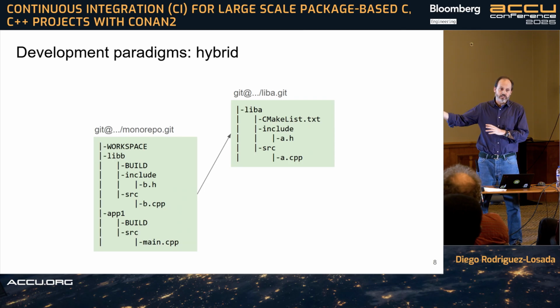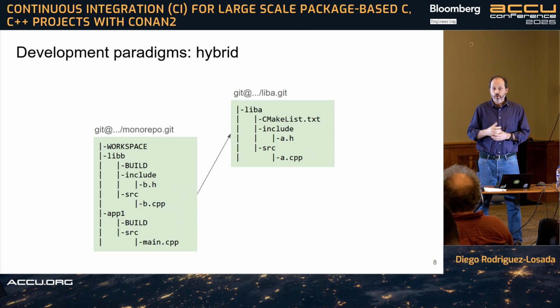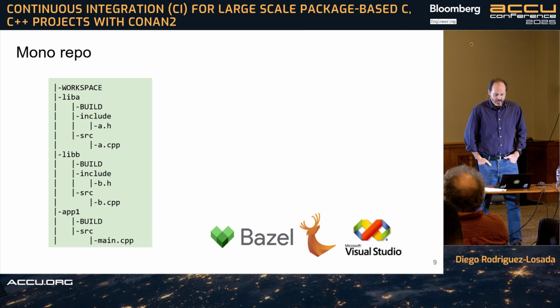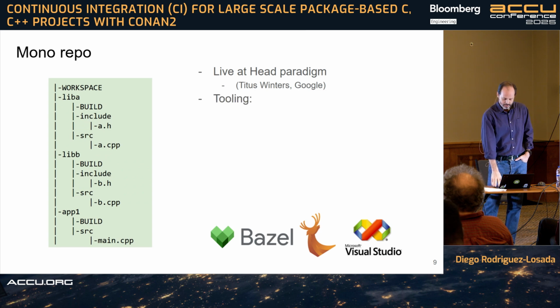There are also some organizations that are using some kind of hybrid approach. This is also typical, like an organization managing their whole product in a mono-repo, and then having the third-party dependencies as external components. For the sake of this talk, this is really not relevant, so I'm going to stick to the mono-repo and multi-repo approaches. In the mono-repo approach, we have this monolithic build that typically implements the leaf-at-head paradigm defined by Titus Winters at Google.